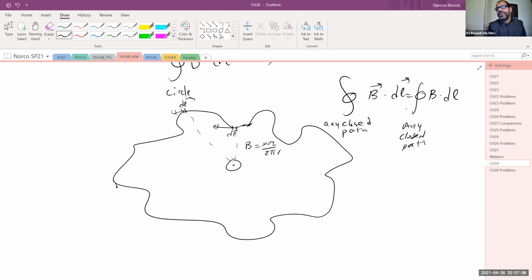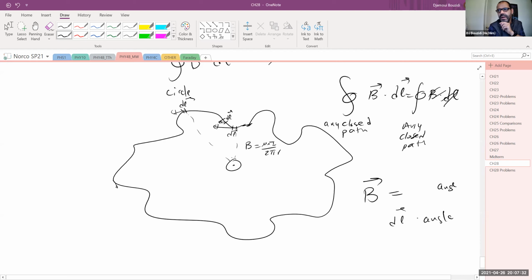I'm sorry, this is not true. I have to be careful in here. B is still in the angular direction, not the radial direction. So B is along the angle, but you can clearly see dL and B are not parallel. But dL has two components at any point: a component along the angle and a component along the radial direction. The radial direction will cancel in the dot product and you'll be left with just the angular direction.